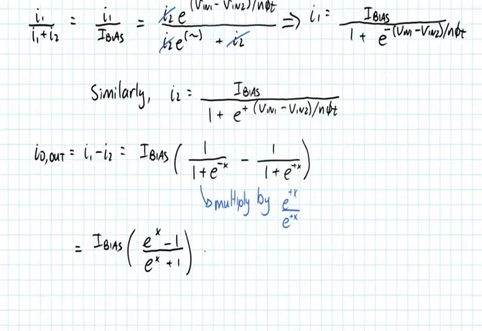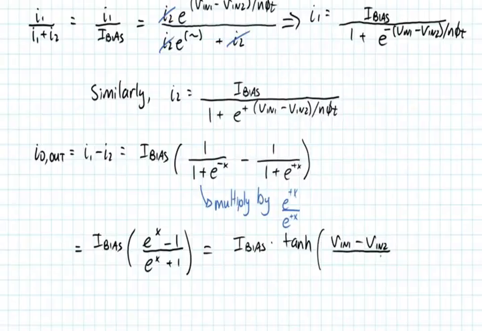All right. And then if we go ahead and substitute, we recognize that this expression is actually representative of the tanh function. So we say that this is equal to I bias times tanh of Vn1 minus Vn2 over 2 n phi t. All right, let's go ahead and box that answer here.